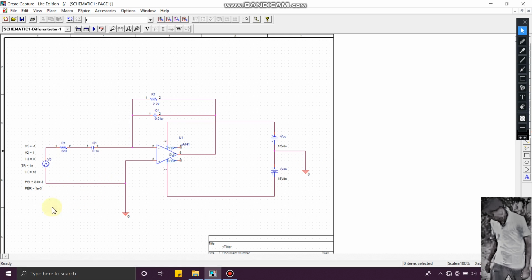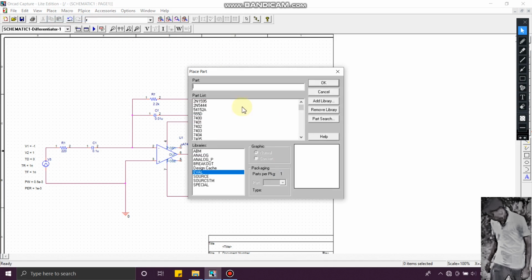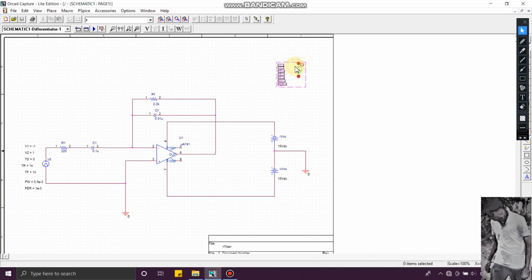In PSpice we don't have a square wave, so for that we just get the V pulse. Just go to place and then part, then go to source, V pulse, and get it. This is the V pulse, the pulse generator in PSpice. We don't have a square wave generator in PSpice. This is V1, the positive amplitude, and this V2 is the negative amplitude.